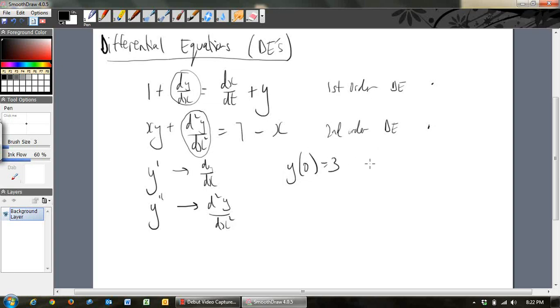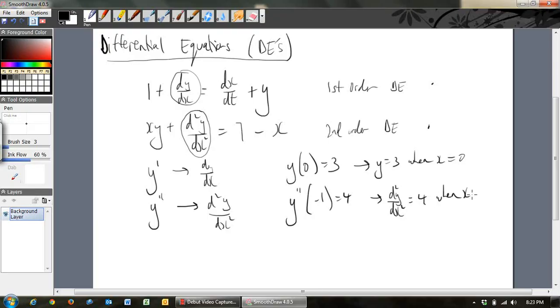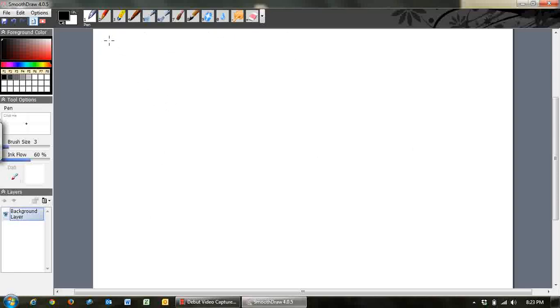Say y of 0 equals 3. What this means is that y equals 3 when x equals 0, or whatever the variable is. And something else, y double dash of -1 equals 4. What that means is that the second derivative is equal to 4 when x equals -1, etc. So that's just some notation that we need to know about differential equations before we get started.